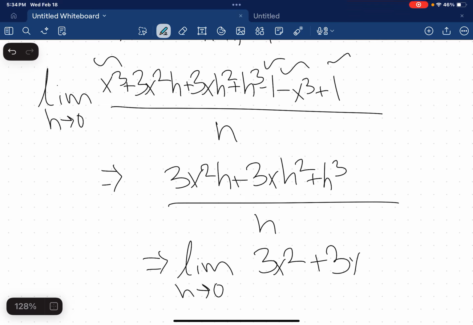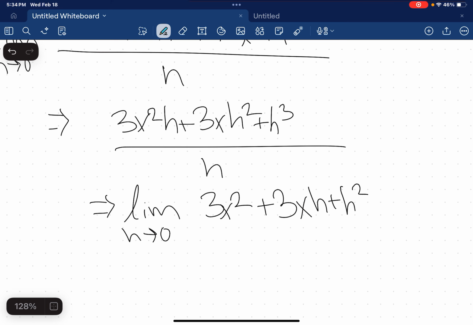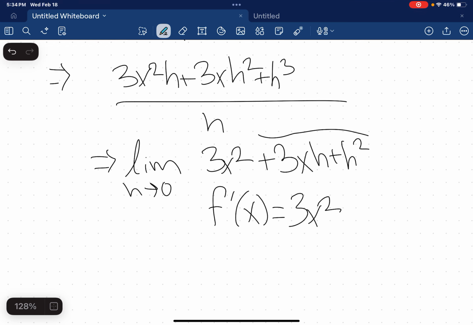I'm going to get left with the limit as h approaches 0 of 3x squared plus 3xh plus h squared, which means that these two terms are just going to cancel out, and we're just going to get f prime of x equals 3x squared. And it asks us to find f prime at 1. That's just going to be 3.